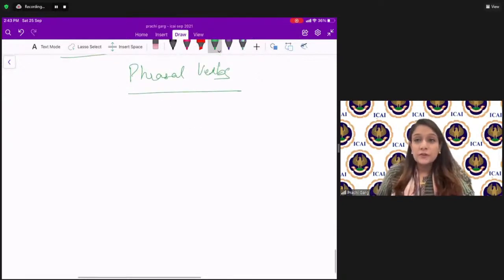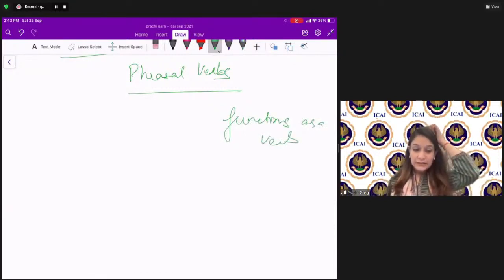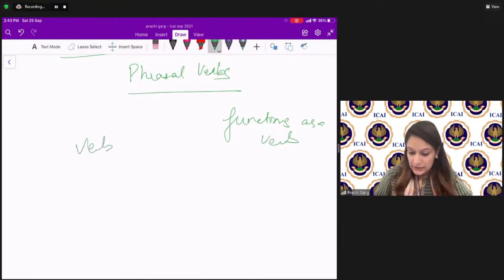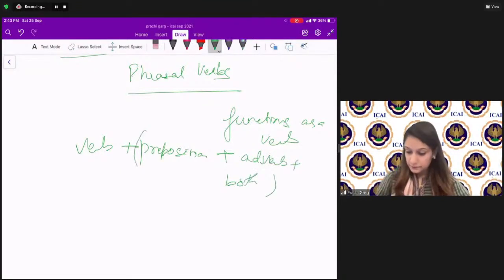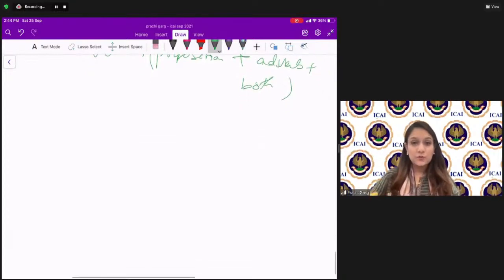Phrasal verbs. So a phrasal verb is basically two or three words that function as a verb, right? And it consists of a verb that is combined with a preposition or adverb or both. Okay, so a verb has to be there. It has one preposition or adverb, right? Now look at this phrasal verb.